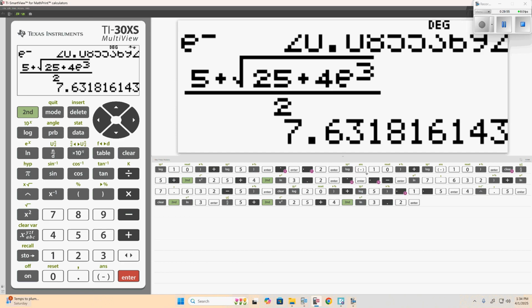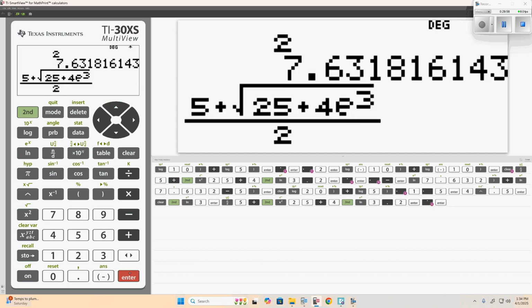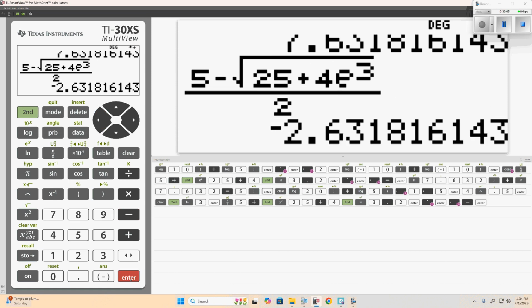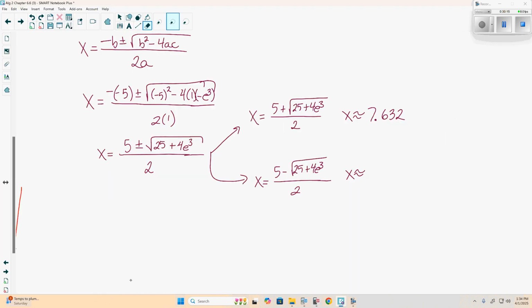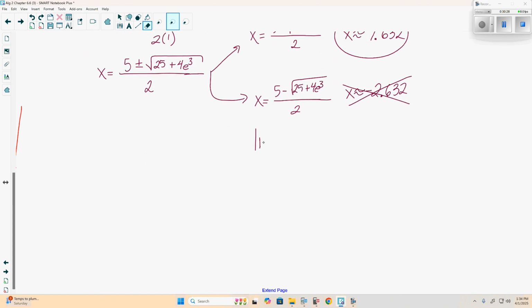Now, the nice thing with both of these calculators is if we scroll up and hit enter, it'll retype the whole thing in. And I can come back and change that plus to a minus. That way I don't have to retype the whole thing back in. Makes it a little bit nicer. Negative 2.632. The negative 2.632 is not going to work because when we plug it in that first part, ln of negative 2.632, we'll end up with a negative inside the log. That's an extraneous solution. We throw it out. Questions on this here?